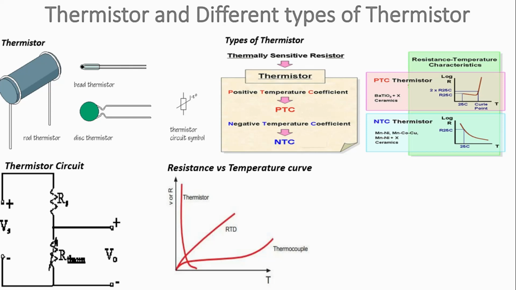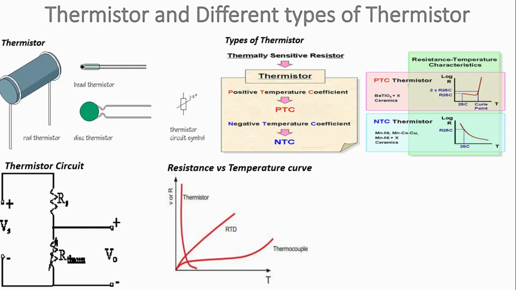Due to this property of high sensitivity, the thermistor is mainly applicable in precision temperature measurement, temperature control, and temperature compensation, especially in the lower temperature range of -100 degrees Celsius to +300 degrees Celsius.